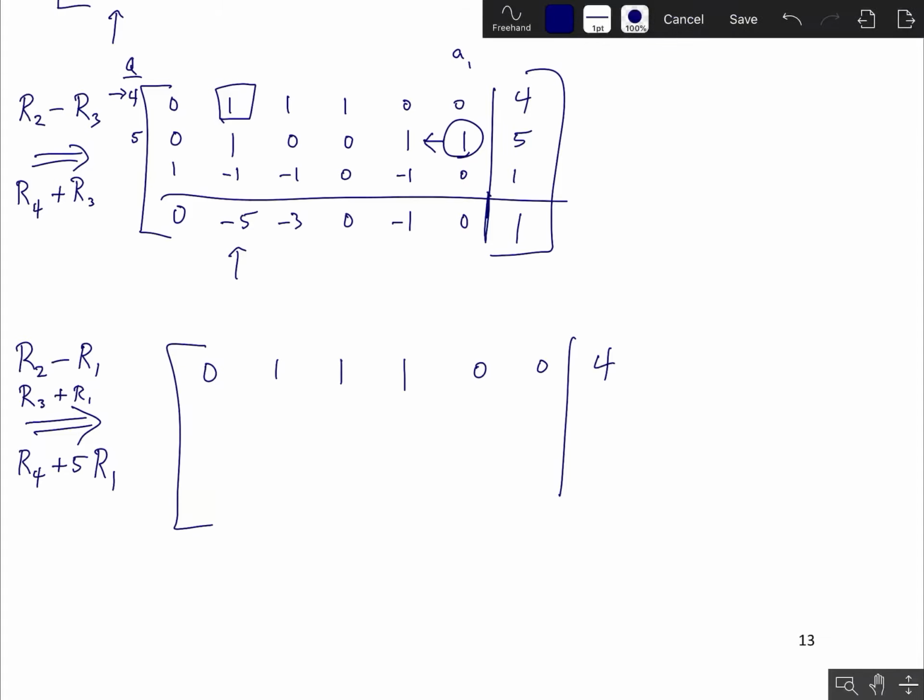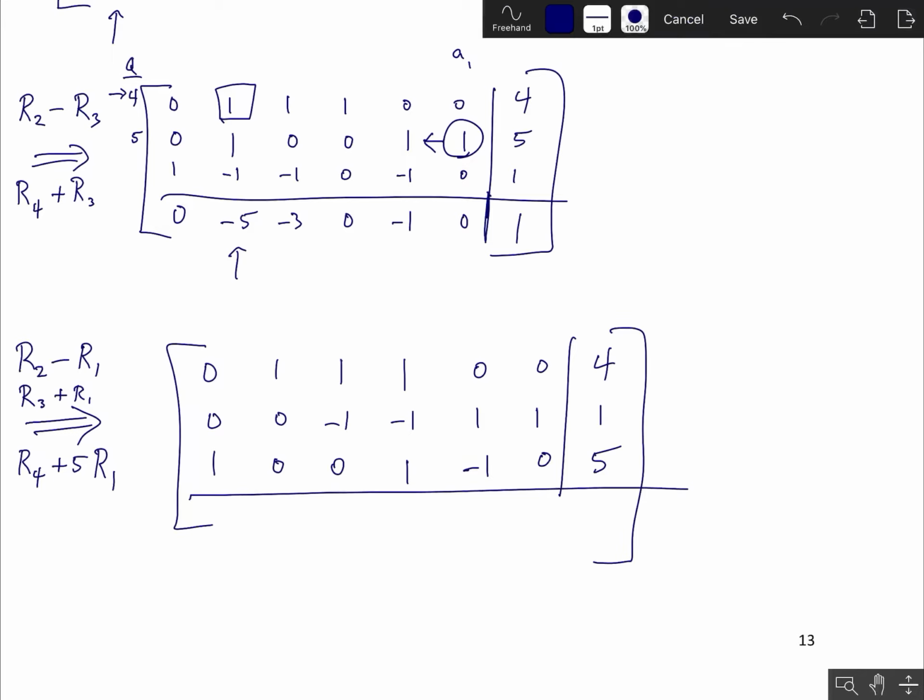For the second row, we're subtracting what's above it. So this would be a 0, negative 1, negative 1, 1, 1, 1. For row 3, I'm adding row 1. So this one would be a 1, a 0, a 0, a 1, a negative 1, a 0, and a 5.